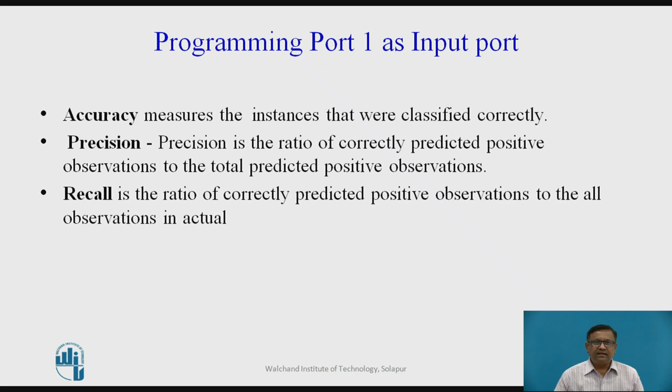So if you look at accuracy, another measure of the evaluation performance of a machine learning algorithm, accuracy measures the instances that were classified correctly. Precision measures the ratio of correctly predicted positive observations to the total predicted positive observations. So these are just definitions of accuracy, precision and recall. And finally, recall is the ratio of correctly predicted positive observations to all observations in actual.